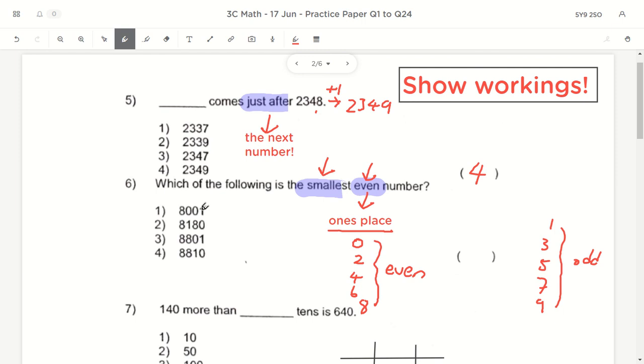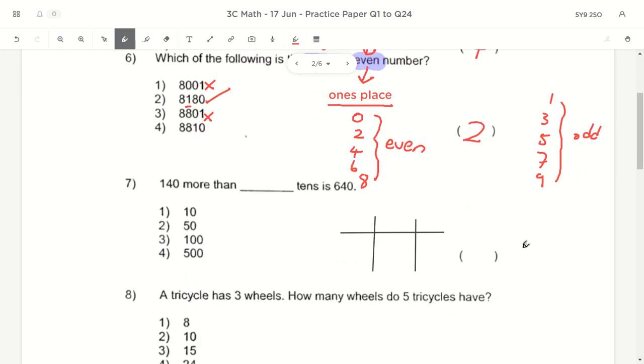So I want to find an even number. It cannot be this because the digit in the ones place is 1. These are odd numbers. So I only know it's either 2 or 4. I want the smallest. I see that this is 8001 compared to that 8008. So the answer is 2. It's quite straightforward as long as you know your stuff well.